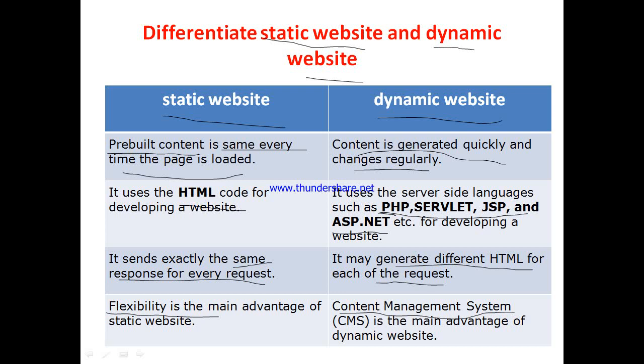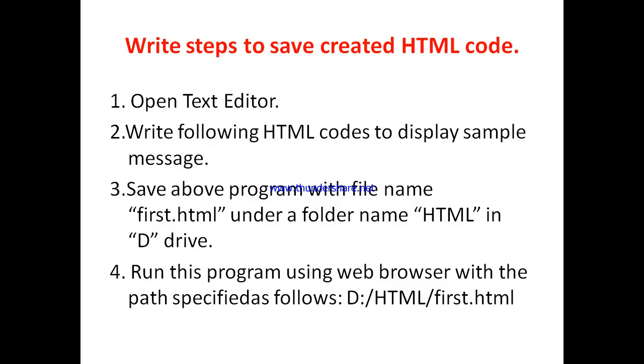Okay. Now the next question: write the steps to save created HTML code. Now we are going to see how an HTML program is saved. First step, we have to open the text editor. After opening the text editor, we have to type the HTML code. We have already seen the HTML code that we have to type here. Now save the program with a file name which has the extension .html. Suppose I have given the name first.html.